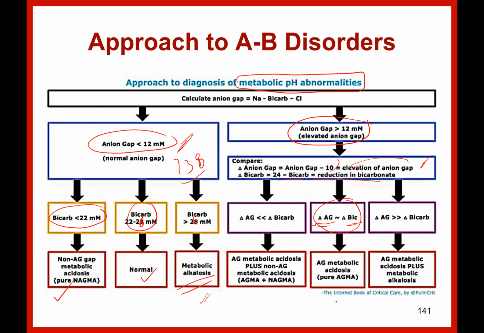In which case you have a pure AGMA. There is no other associated alkalosis or acidosis. If on the other hand, the bicarbonate is more than the anion gap, there is an associated metabolic alkalosis because bicarbonate is alkali. If on the other hand, bicarbonate is lower than the anion gap, then there is an associated non-anion gap acidosis. This chart also I am giving you in the PDF. You observe this carefully. You can very clearly use it to your advantage.